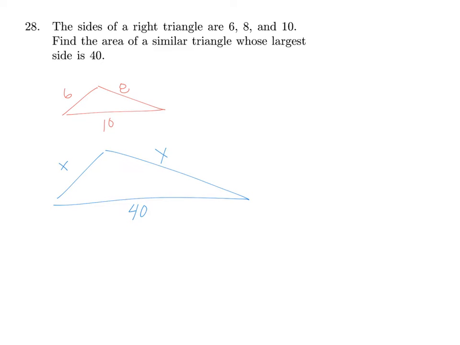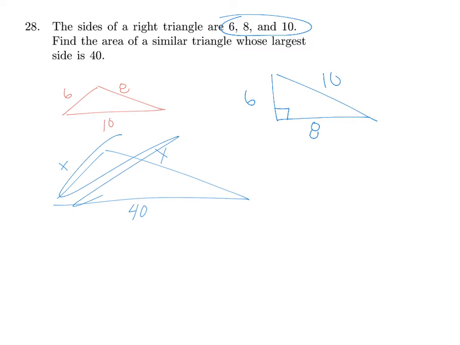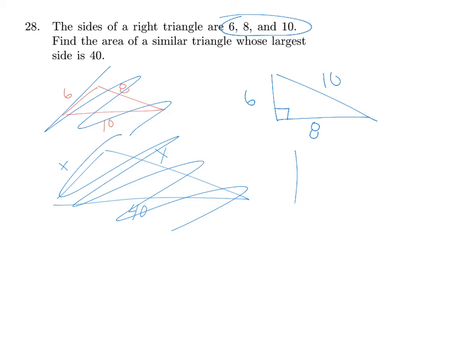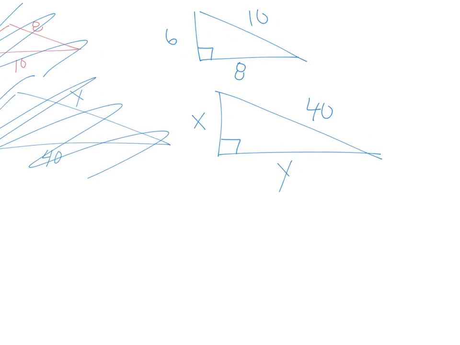Okay, and I want to figure out the area. One thing you have to keep in mind is that this is a Pythagorean triple here. So we're actually working with a right triangle. All right, so that's 6, that's 8, and that's 10. So you don't need to do this here. We're going to set up our right triangles. This will be 40. I don't know what that is. I don't know what that is. But once I figure out X and Y, I could easily figure out the area of the triangle.